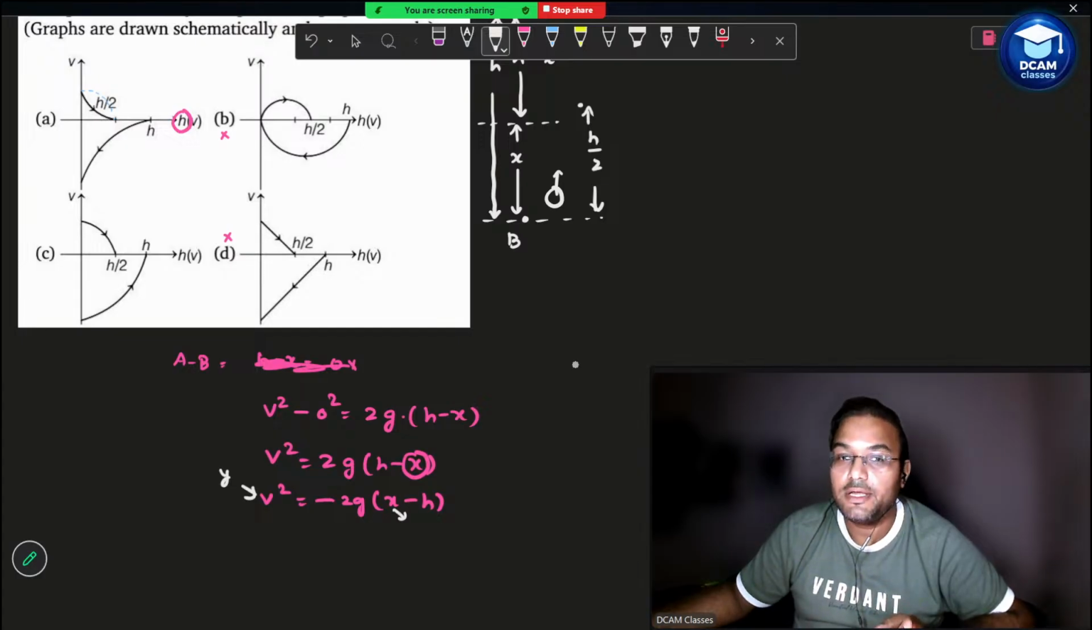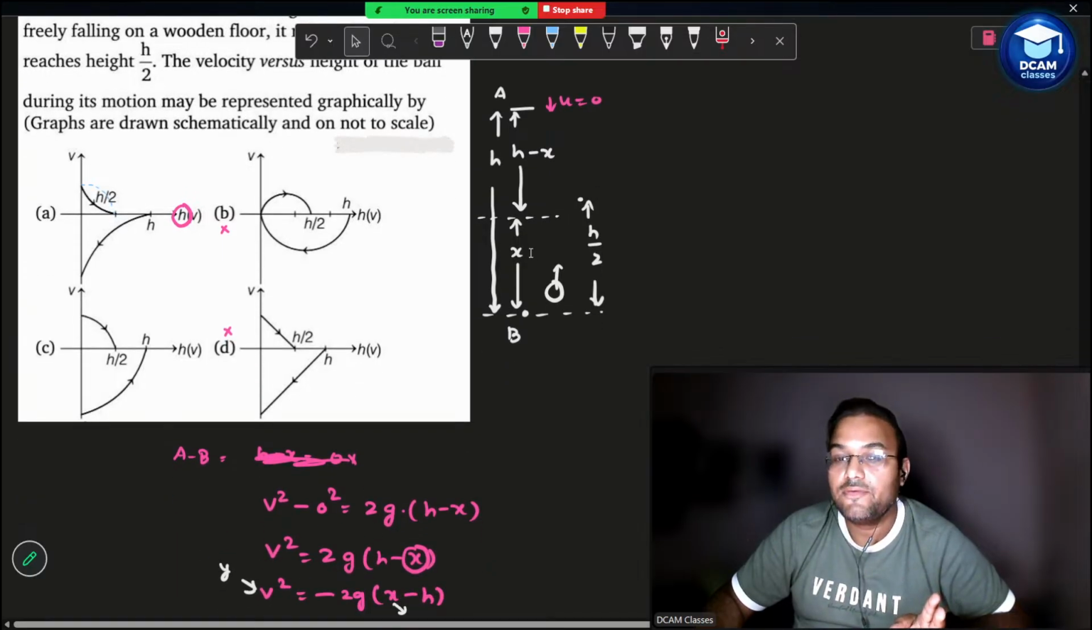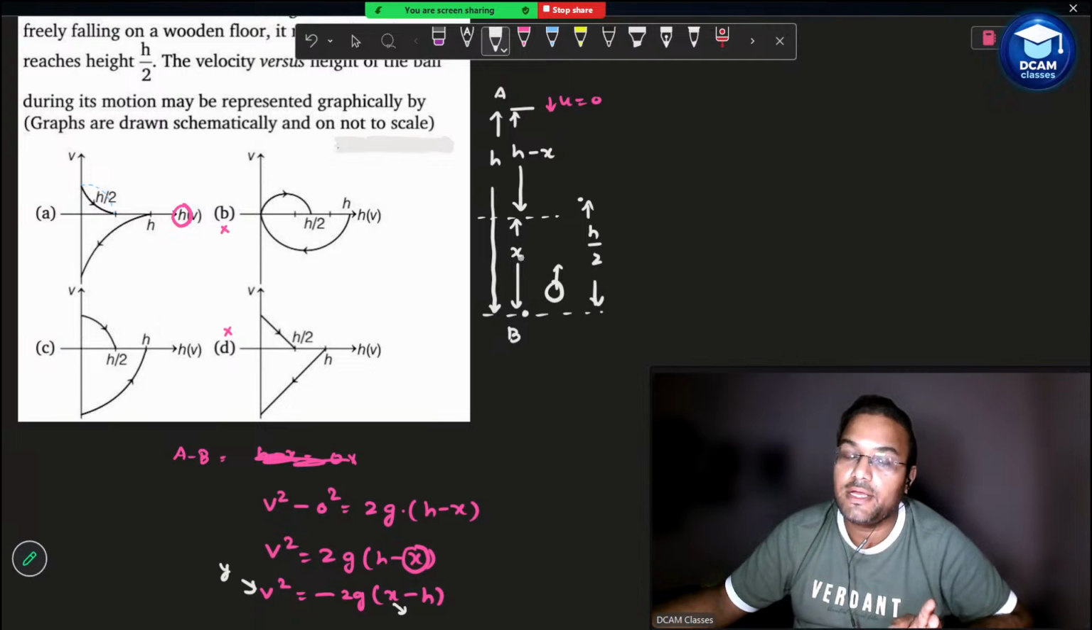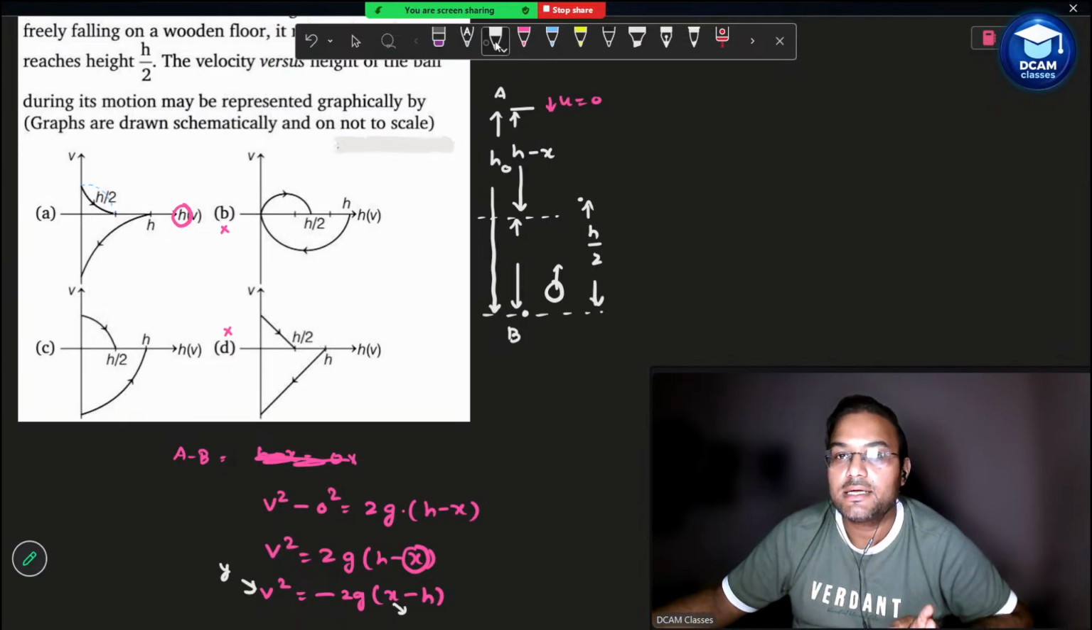You have to be very careful here. Because they have given that it falls from the height H, that is why I have represented X. If I would have represented H as H naught, then it would be easy for you. Then I'll write X as H, and it would then be H naught minus H. Then you will be able to understand better.